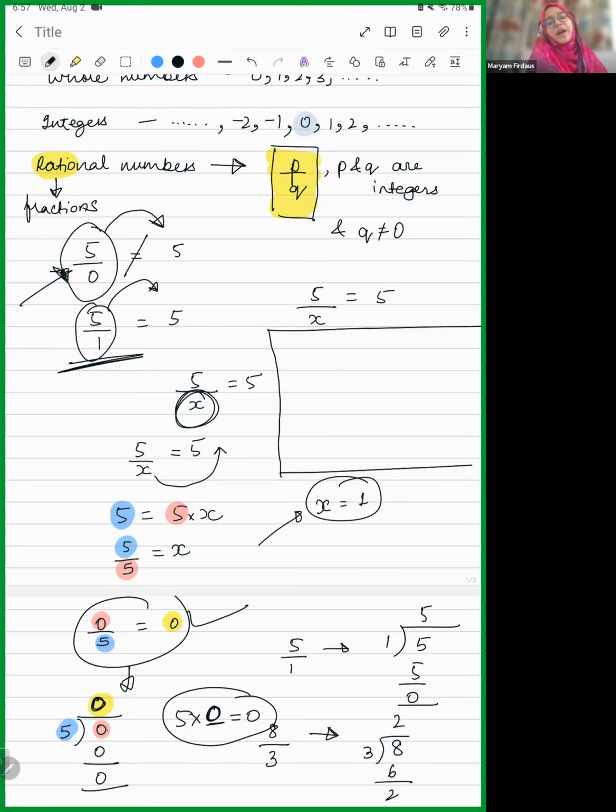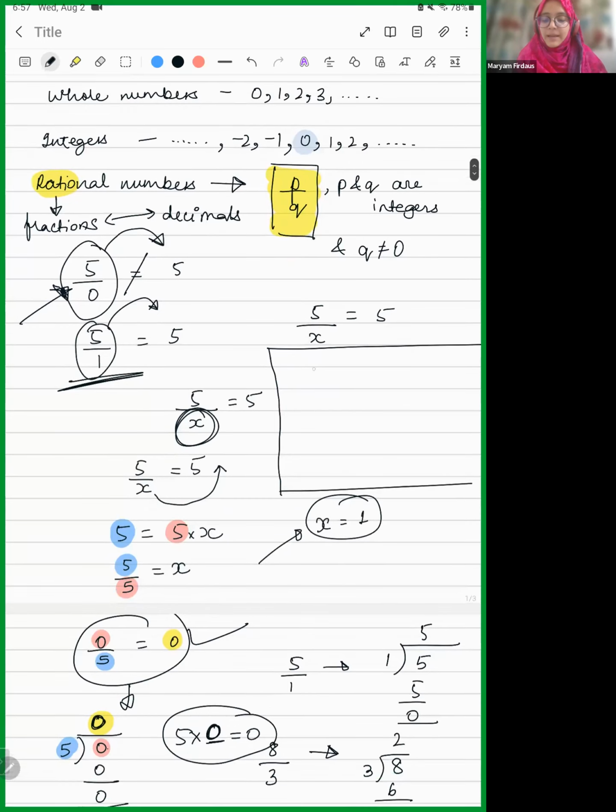And we know one more thing about fractions. You know this since you've studied fractions and decimals in your 6th grade. Fractions and decimals can be interchanged. For example, if you have a fraction 1 by 10, how will you convert this into a decimal? It is 0.1. If you have 2 by 10, it is 0.2. If you have 34 by 10, what does this become? 3.4.